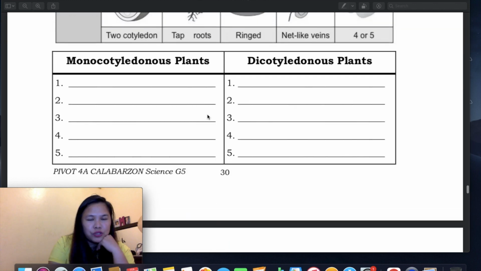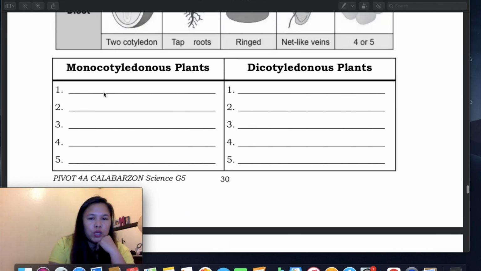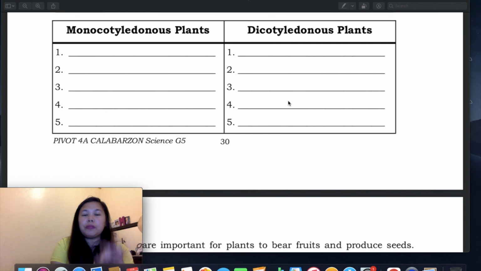So, yun po. So, you have to list down mga plants which belong to the monocot and which belong in dicot. So, maghanap na kayo ng 5-5.